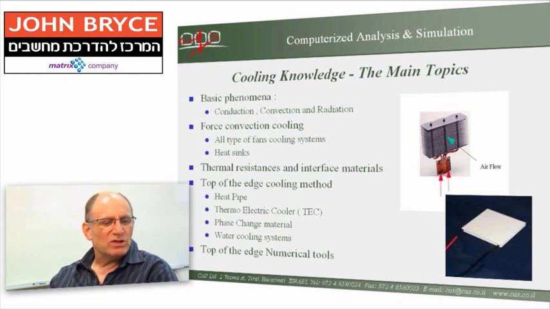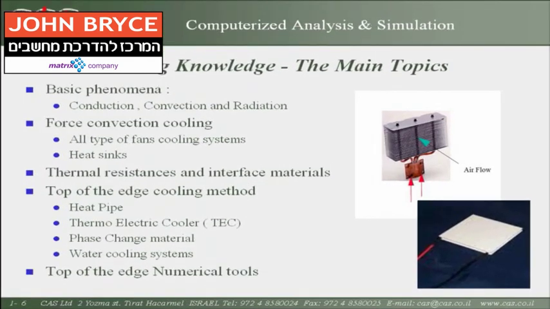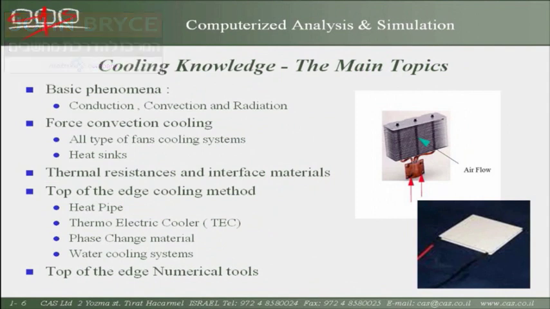The cooling knowledge starts from the basic phenomena, which are conduction, convection, and radiation. It is increasing. We get to forced convection cooling, which is fans and heat sinks. The thermal resistance issue is very important in order to reduce the temperature difference. And we are using state-of-the-art cooling methods, such as heat pipes, thermoelectric coolers, phase change materials, water cooling systems, and in all of them we need to use state-of-the-art numerical tools.